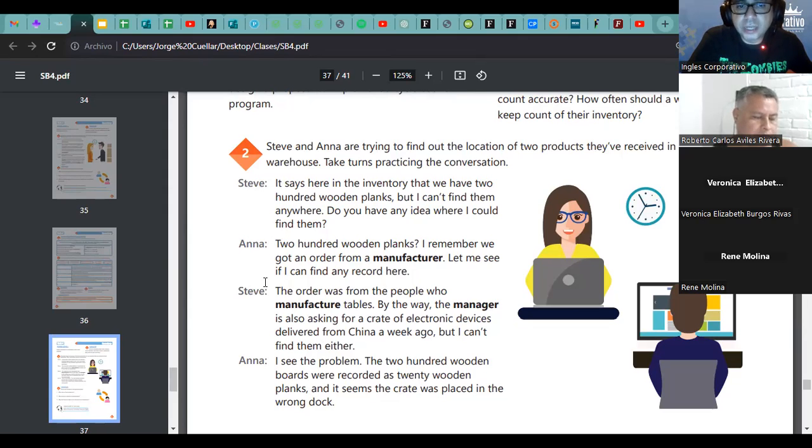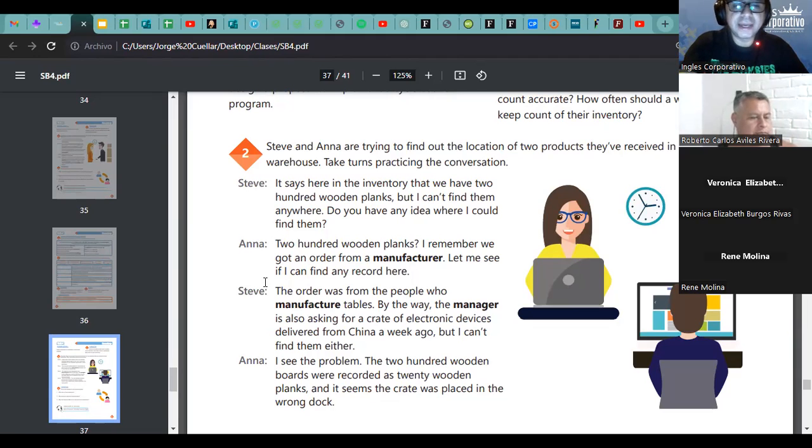So it says here in the inventory that we have 200 wooden planks, but I can't find them anywhere. Do you have any idea where I could find them? 200 wooden planks? I remember we got an order from a manufacturer. Let me see if I can find any record here. The order was from the people who manufacture tables. By the way, the manager is also asking for a crate of electronic devices delivered from China a week ago, but I can't find them either. I see the problem. The 200 wooden boards were recorded as 20 wooden planks, and it seems that the crate was placed in the wrong dock.